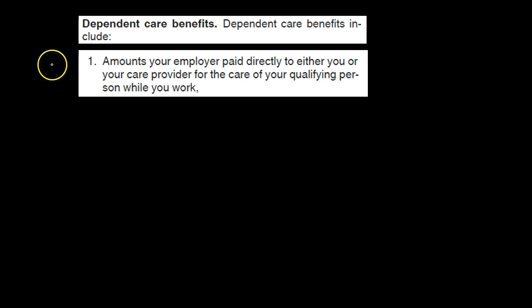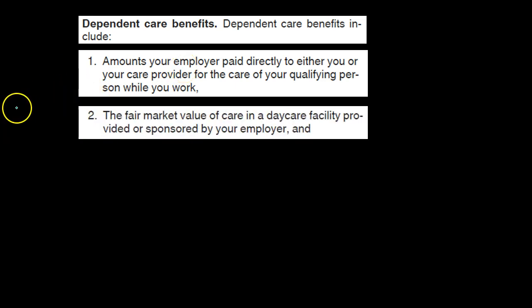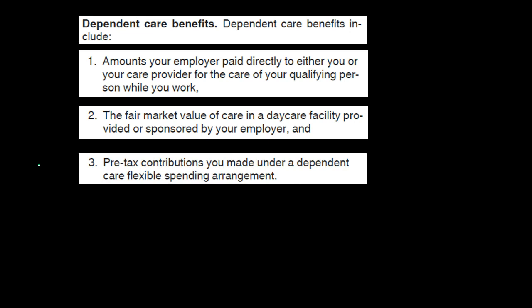So notice the dependent care is typically something that was paid by the employer. Number 2, the fair market value of care in a daycare facility provided or sponsored by your employer. So you might have a situation where you are working somewhere and they provide a daycare service to help out their employees. Well, that's going to be some type of benefit, and we might not know what the cost is because maybe they provide that for the employee. Then it would be the fair market value. What is that? You'd have to look at comparable services within the location to figure out the market rate if you were to go somewhere else for that.